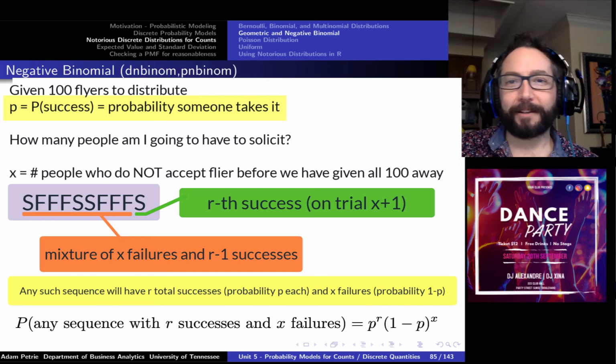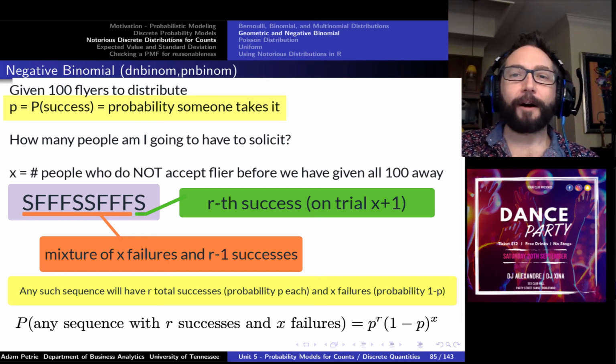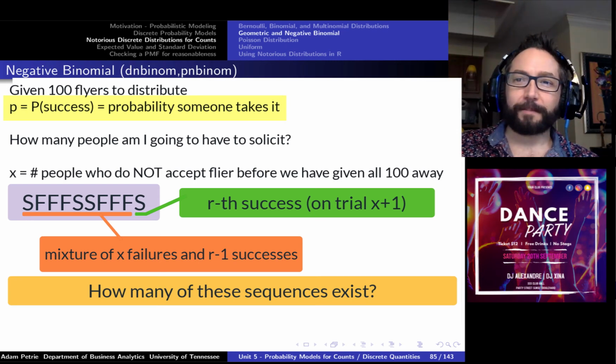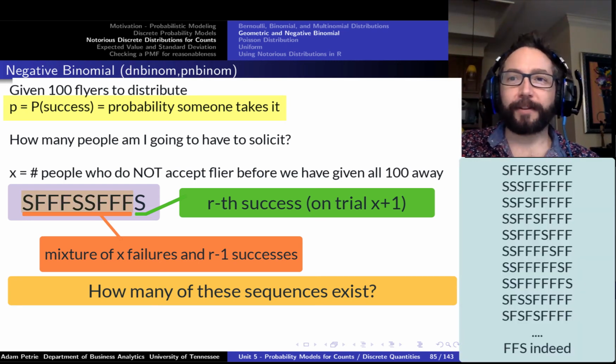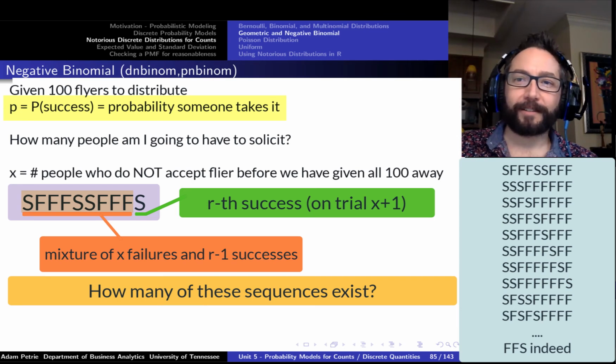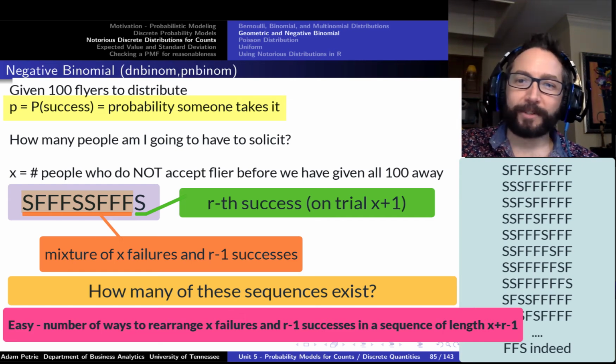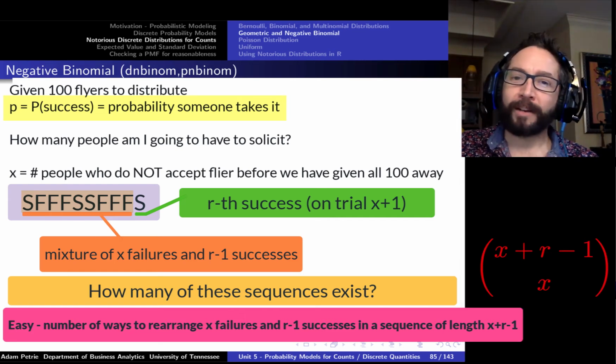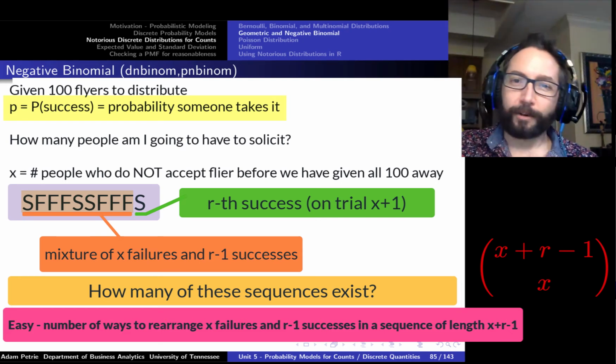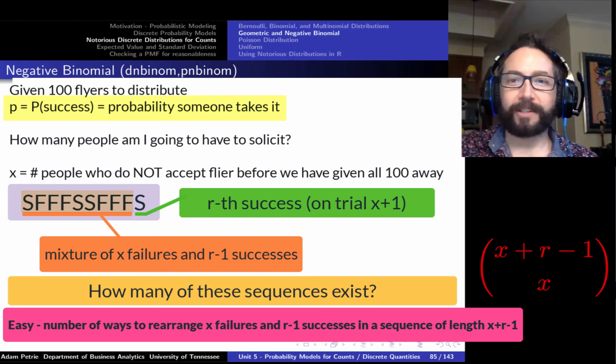The question becomes, if all of those sequences have the same probability, how many of those sequences exist? How many ways can we rearrange x failures and r minus 1 successes? Well, we know how to count that. The total length of that sequence would be x plus r minus 1. That's what we're rearranging, x failures and r minus 1 successes. So x plus r minus 1, choose x gives us the number of sequences where we mix together the ordering of the x failures and the r minus 1 successes.